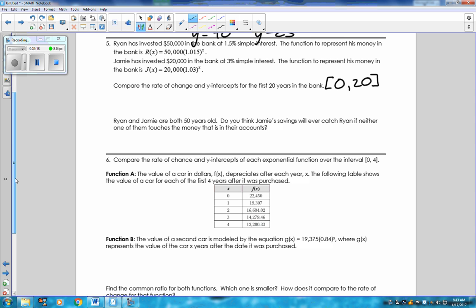You're going to find two ordered pairs. You're going to find the ordered pair for when 0 is my first x and 20 is my second x. So find the two ordered pairs. To find the two ordered pairs, you're going to plug in 0 for x and 20 for x in both equations. Yes, because we're comparing the rate of change. So at the end, I have to have 4 ordered pairs.